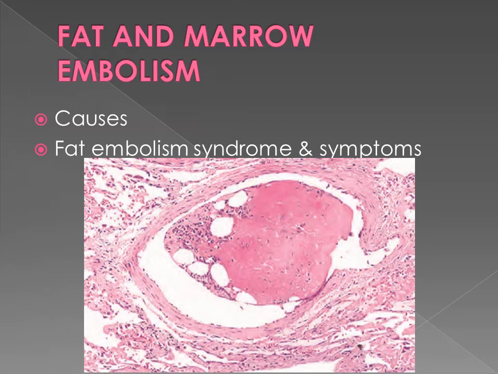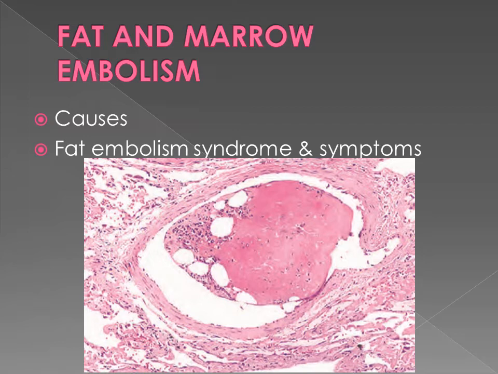When the fat and marrow emboli end up in the pulmonary circulation, they cause a condition called fat embolism syndrome. And this fat embolism syndrome can be quite drastic in a few cases. For example, it can lead to death of the patient. The person with fat embolism syndrome can present with breathing difficulty, increase in the respiratory rate, there may be tachycardia, the blood pressure may drop, and ultimately the patient can go into coma.